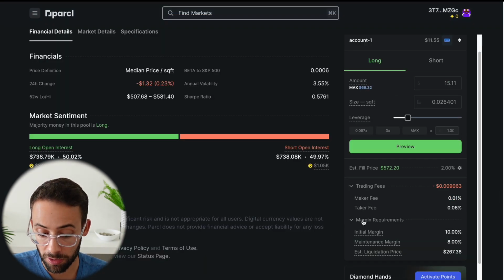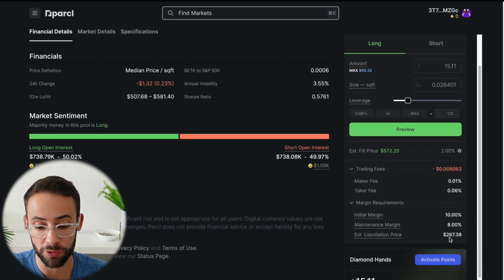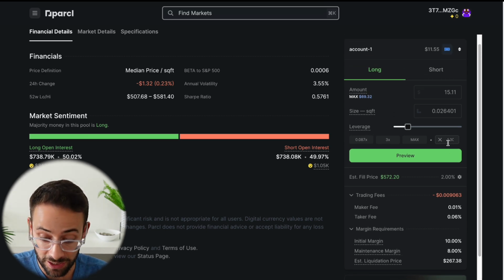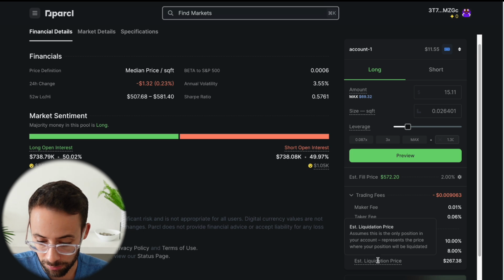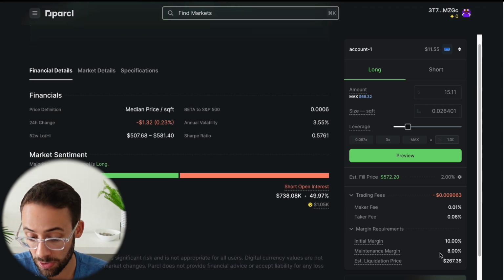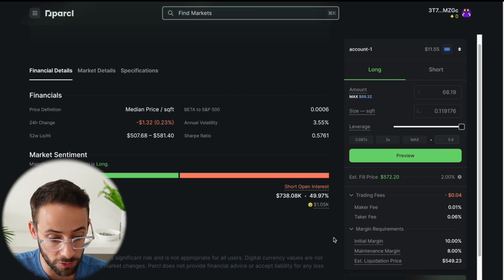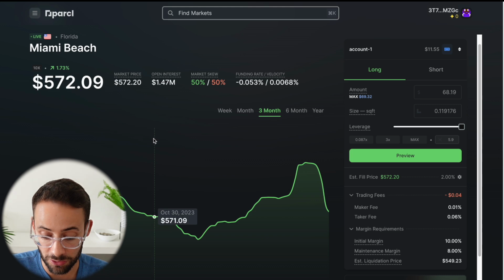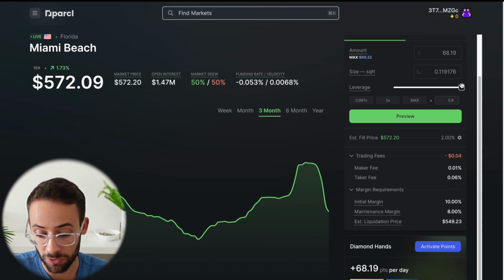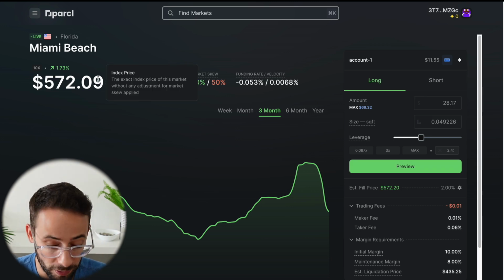If you open up this bottom part here that says margin requirements, this is where you can see the estimated liquidation price for the trade. Since I'm using 1.3x leverage in this circumstance, this would be the liquidation price. If the price of Miami Beach real estate went down from $572 to $276, then that trade would be liquidated. But you can see that if I slide the leverage bar all the way to the top, then the price for liquidation would only be $549 compared to the current $572. So that is where it gets really risky. You want to make sure that the liquidation price ideally is very far away from the actual current market price of whatever asset you're trading.